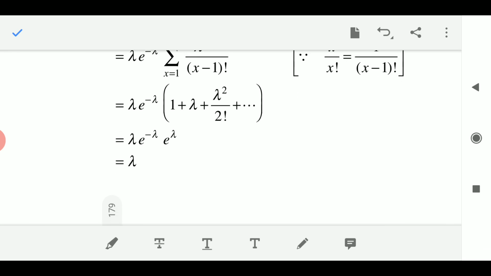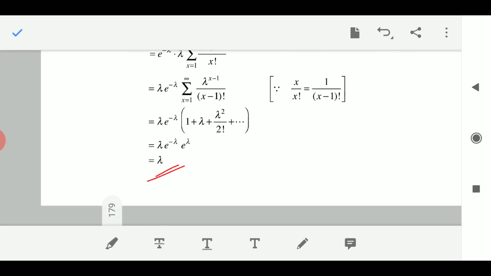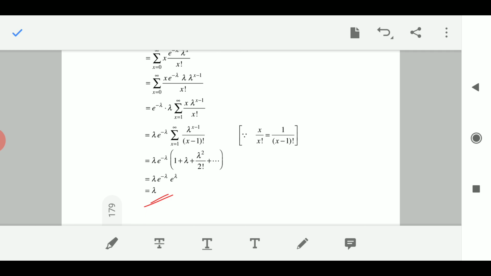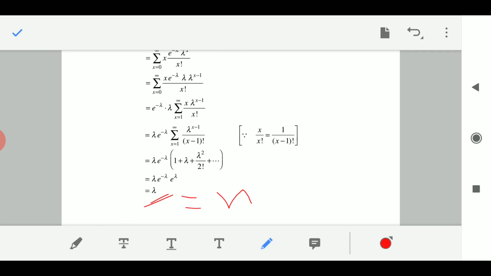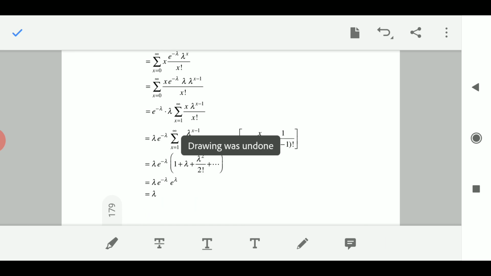The end result is what I am concerned about. The mean is coming out to be lambda. That means mean is equal to n into p. Is that clear? So the mean of Poisson distribution is lambda, and lambda is equal to np, where n is the number of trials and p is the probability of success.